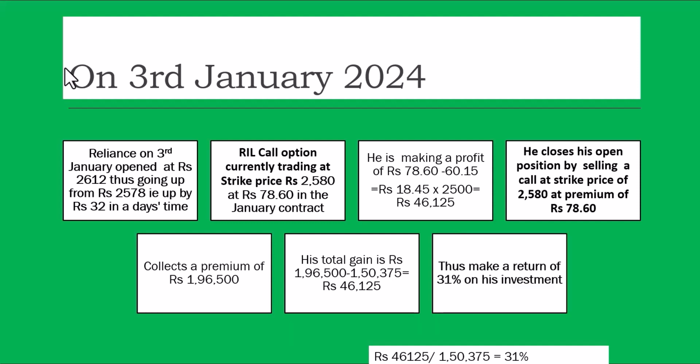46,125. Thus he makes a return of 31% on his investment. How? He gained 46,000. He deposited an initial premium of 1,50,000. So he makes a 31% profit and he closes his position.